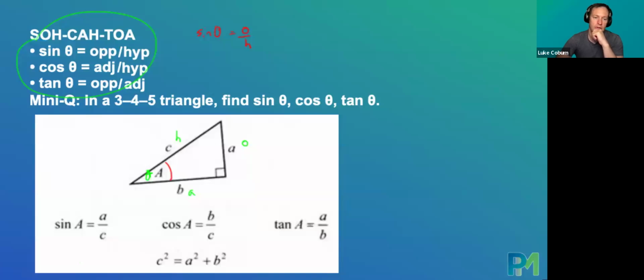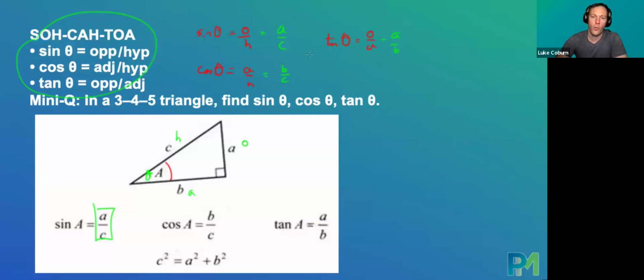It's also equal to, here, A over C. Cos of theta is equal to the adjacent over the hypotenuse, so that's also equal to B over C. And then tan of theta is equal to the opposite over the adjacent, which is also equal to A over B.